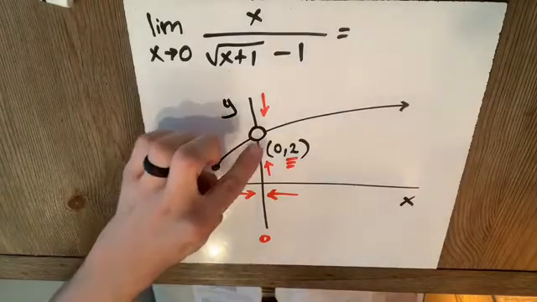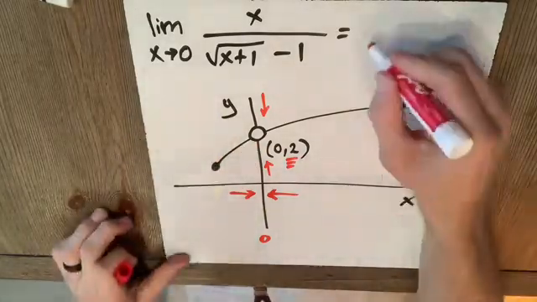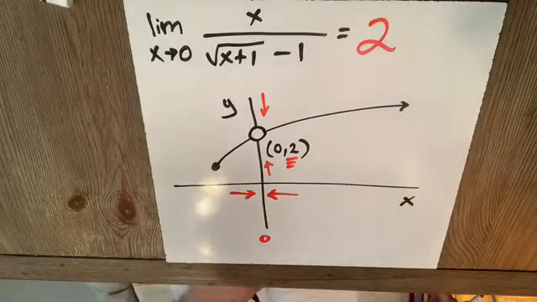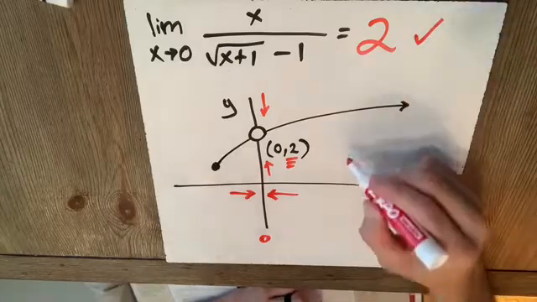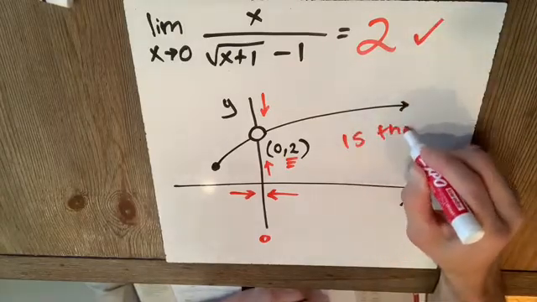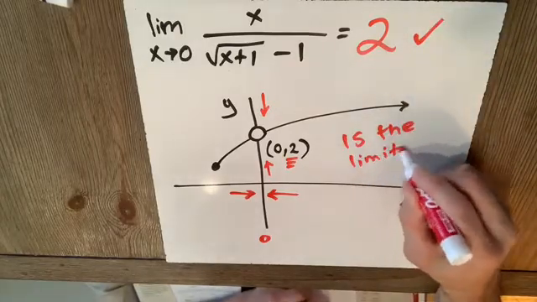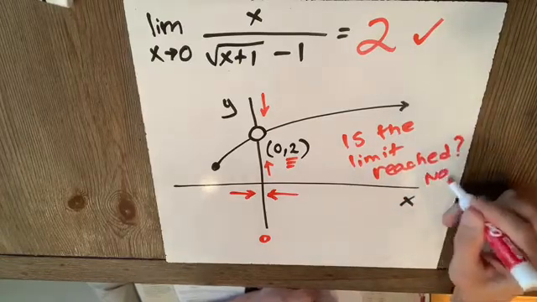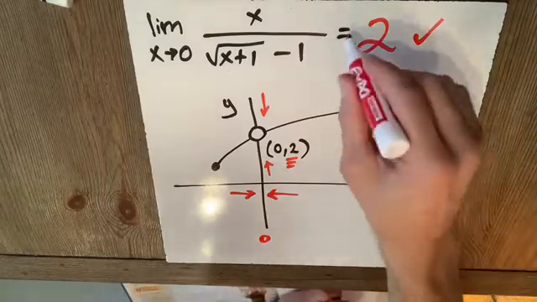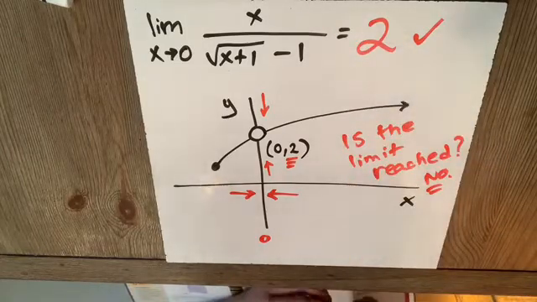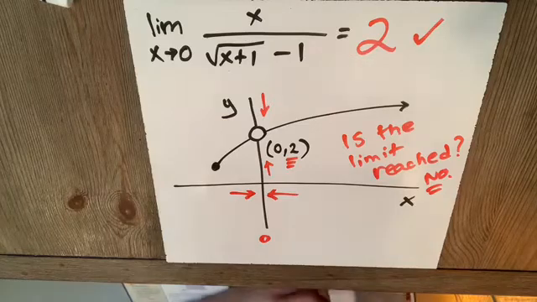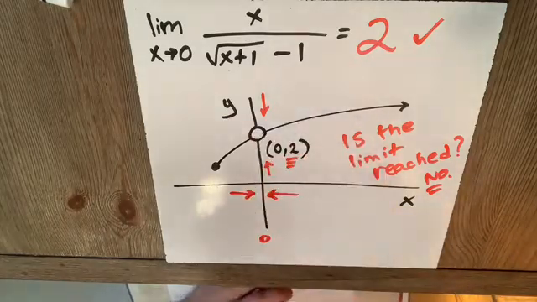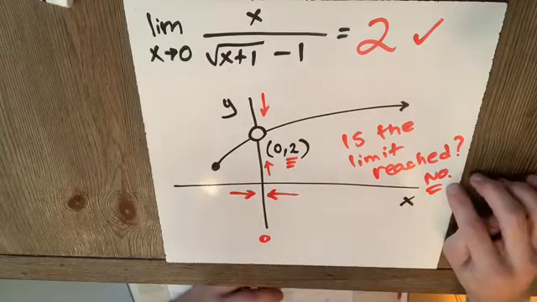Notice there's a hole in the graph. Our limit is 2. Our limit is not 0 over 0. Our limit is 2. So does the limit exist? Yes, it's 2. Here's our second question. Is the limit reached? Of course, the answer is no. Why did I know the answer was no? Because I got 0 over 0 when I did direct substitution. That tells me right away that the limit is not reached. And when I graph it, I get a hole there. That's what it means to have the limit not reached.